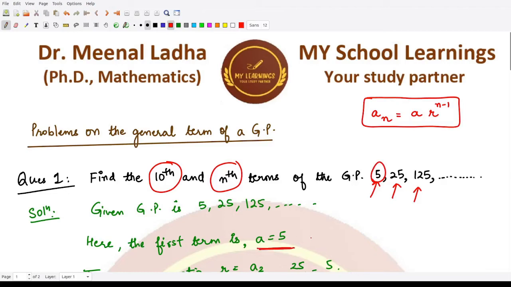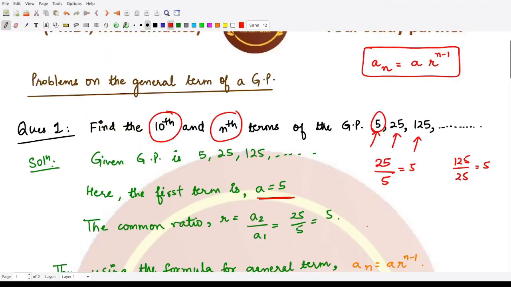Now what about r? Can you identify what r is? In a geometric progression, we know the ratio of any two consecutive terms is equal to r. So we may either take 25 by 5 or calculate 125 divided by 25. Both give you 5. So the value of r in this case is equal to 5.